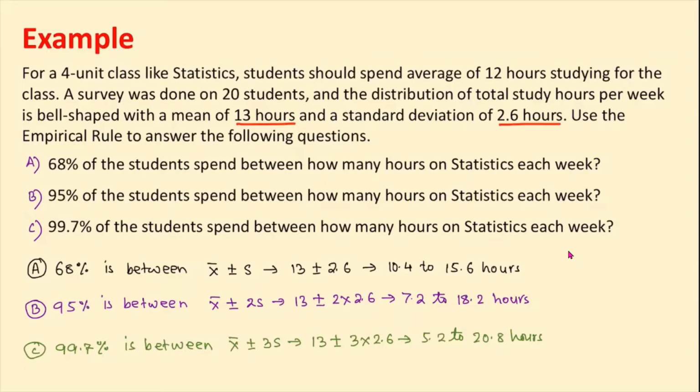So here what we did is we used the empirical rule to solve the problem, because the empirical rule says 68% of the data is within 1 standard deviation about the mean, 95% is within 2 standard deviations about the mean, and 99.7% is within 3 standard deviations from the mean.